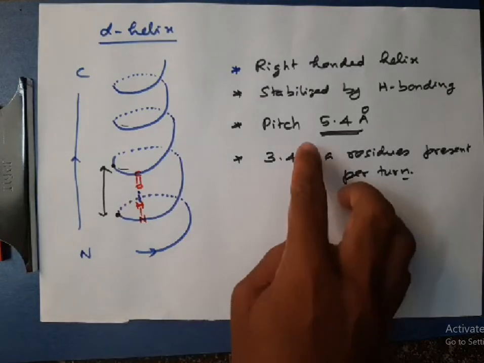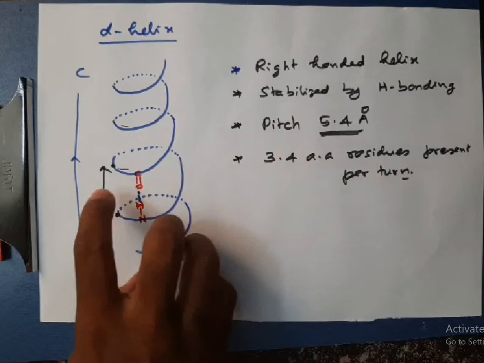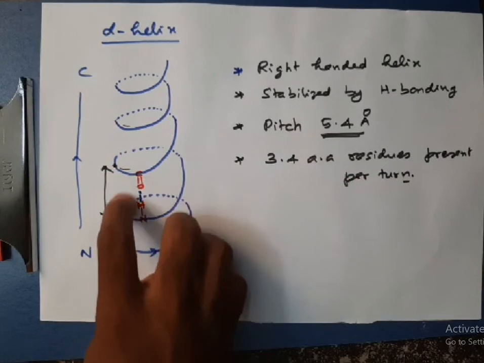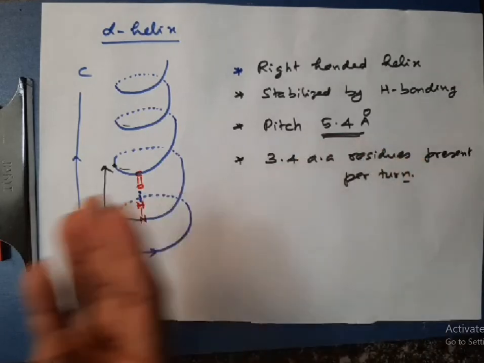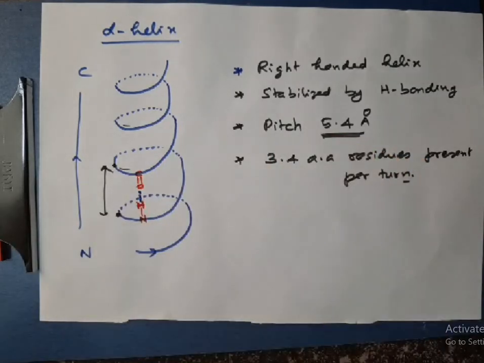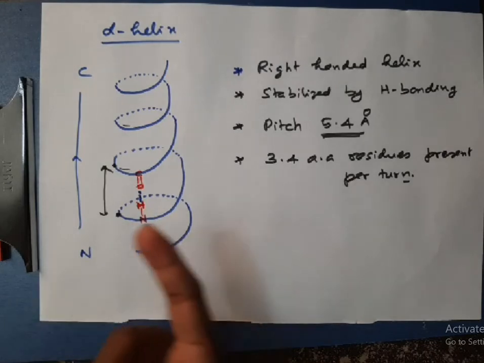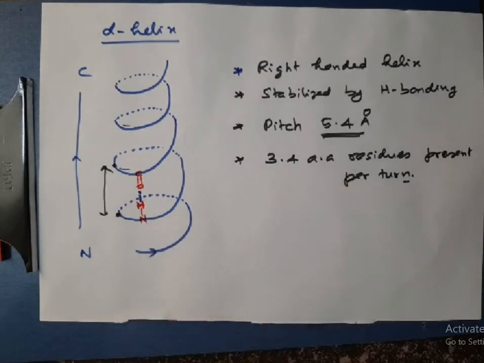And the third point, pitch. What is pitch? Pitch is the distance between the adjacent turns, right? This distance between the adjacent turns is called pitch. And in proteins, the pitch distance is 5.4 angstrom units. And how many amino acids are present in one turn? It is 3.4 amino acid residues per turn. Right? Just for information's sake, I will give you all these points. Keep this in mind.